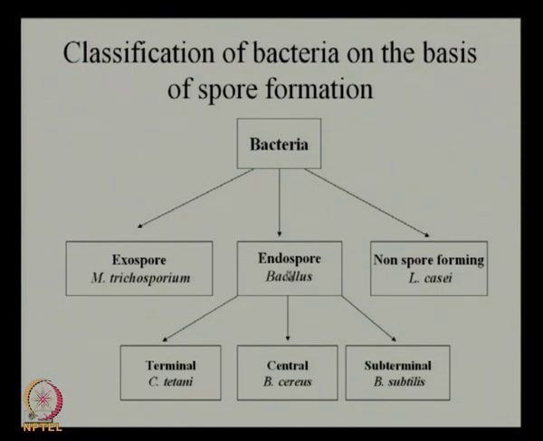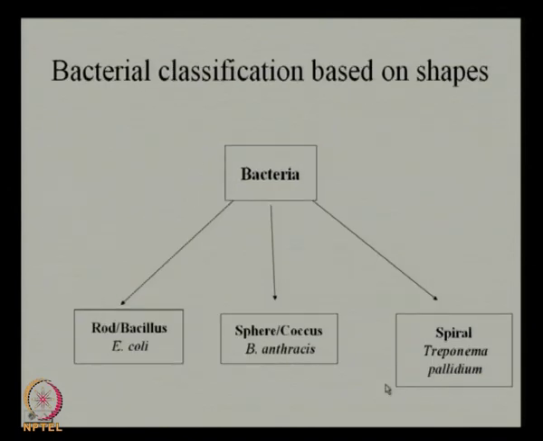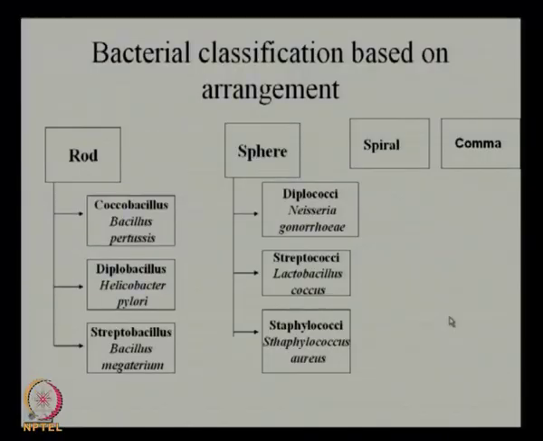When we are talking about the endospore, based on its position, once again we can divide it into terminal, central or subterminal. The bacterial world can once again be divided into different groups based on shape, that is rod shaped, spherical or coccus, spiral, and the comma shaped bacteria.